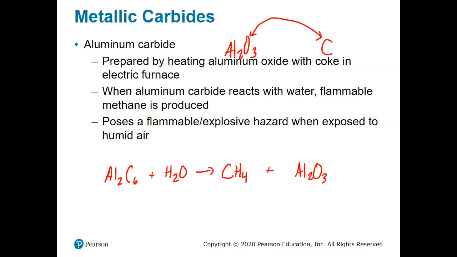So aluminum carbide, we do have to be concerned with it because of its water reactivity. It can create a flammable or explosive hazard when exposed to humid air because it is going to not only generate a flammable substance, it's going to generate a flammable gas. And so if we have a large quantity of it that is generating a large quantity of methane gas, we are going to see the results of that.